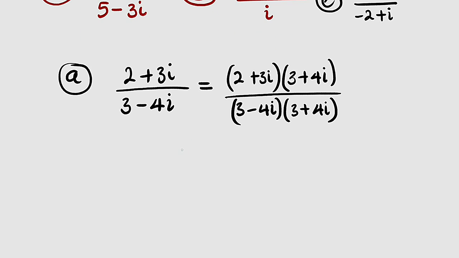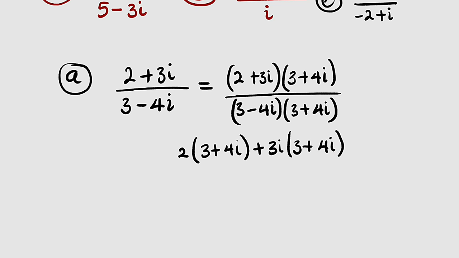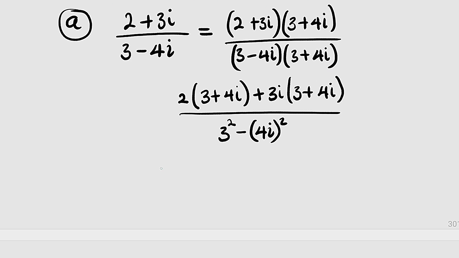To the top, we're going to take 2. We distribute over the second parenthesis, 3 plus 4i. Then you take the second one, 3i, distribute over 3 plus 4i. But the bottom is just difference of 2 squares. You know, difference of 2 squares, right? You take the first one, you square that, you subtract, you take the second one, 4i, you also square that. To the top, let me expand.